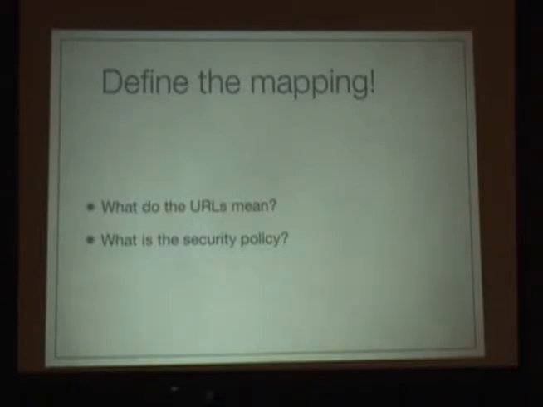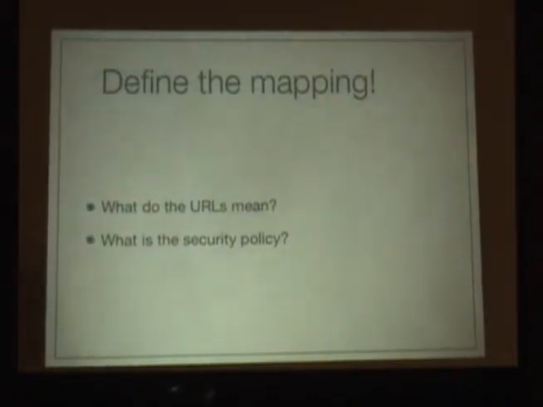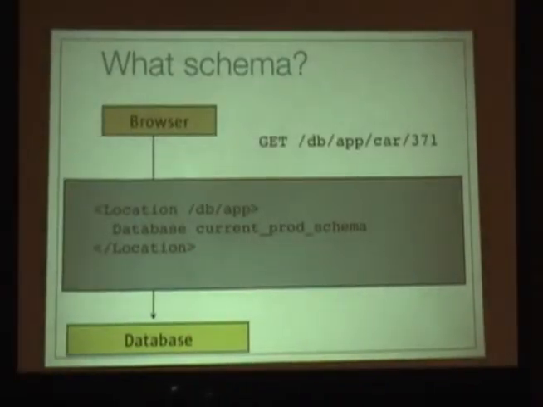When I started on this, here's a simple problem you solve: you've got a URL like /app/car. You have schemas and tables and columns in your database, and you just have to define a mapping between the URL and the data structure. And so, what does the URL mean? What is the security policy? And when I started out with this, I said, oh, that's simple enough. Here, I've got an Apache configuration file, and I'm just going to define that stuff the way you define configuration in Apache, right?